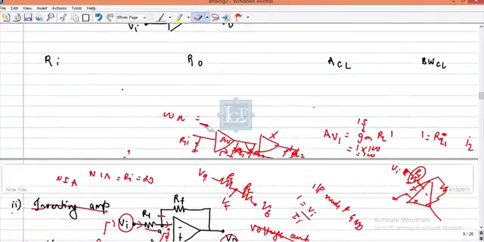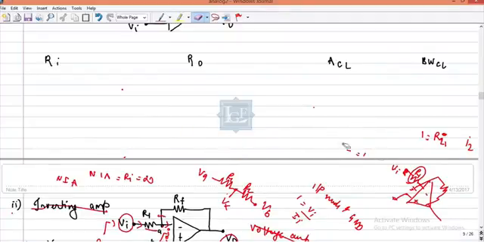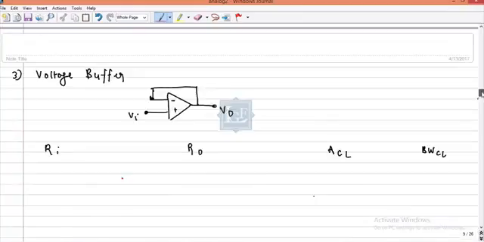Next circuit for our discussion is the voltage buffer. Now what is a buffer? In simple words, V naught is equal to Vi. There is no kind of gain in this. You can understand this also over here.